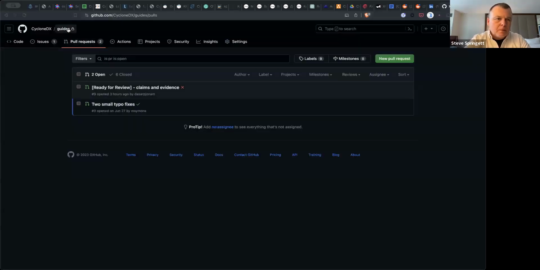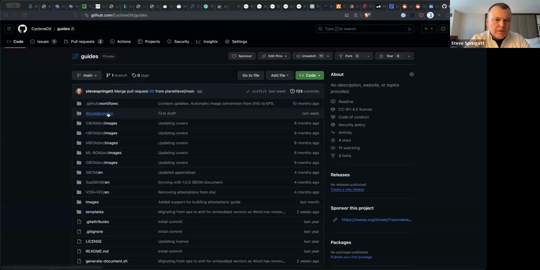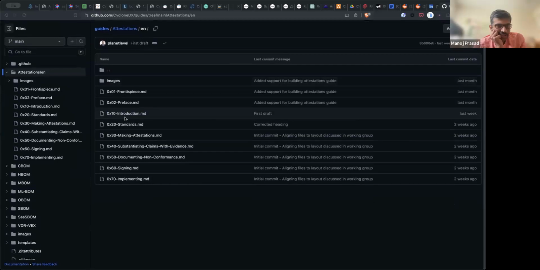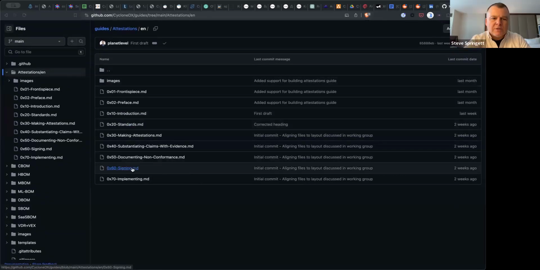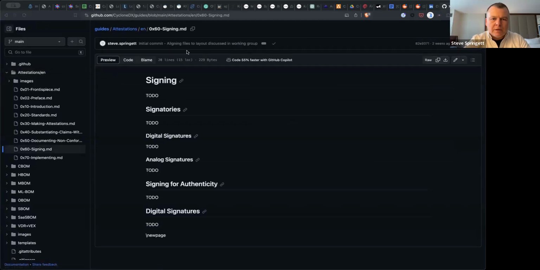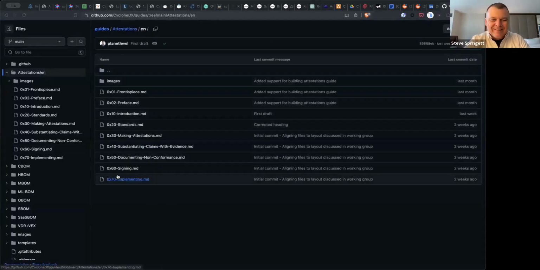Is there any section of the guide that anyone feels strongly that they want to dive into? What are the other sections which we can help with? I mean, let me open up GitHub. Yeah, so let me share again. Right, so let's see. We've got the attestations. Is there signing and implementing? There's a section on signing, okay? So if that's something that interests you... Not it. Not it. I don't care.